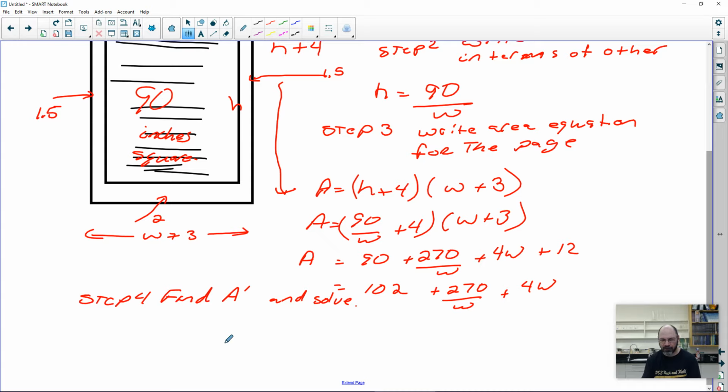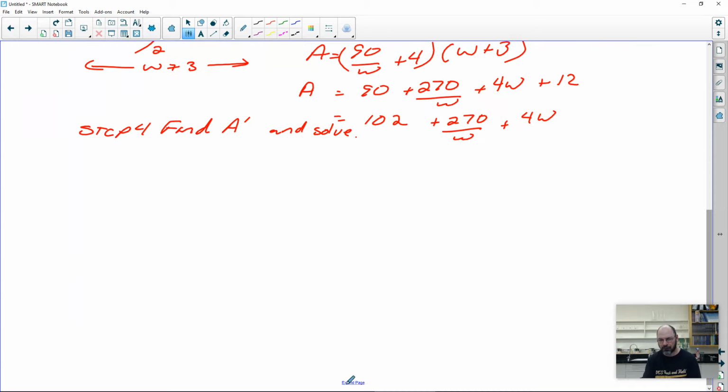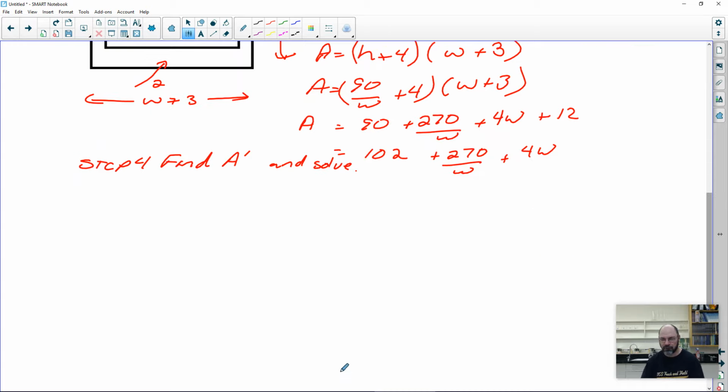Okay, so in this case, we're going to make some more space here for ourselves. And we're going to rewrite this equation. Area equals 102 plus 270 w to the -1, because that's the way we can use the power rule, plus 4w.